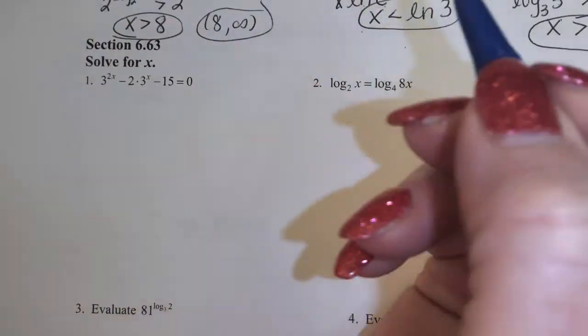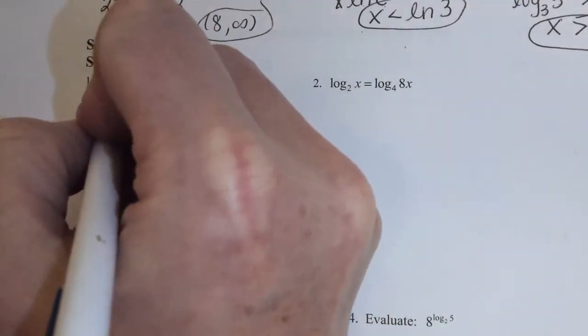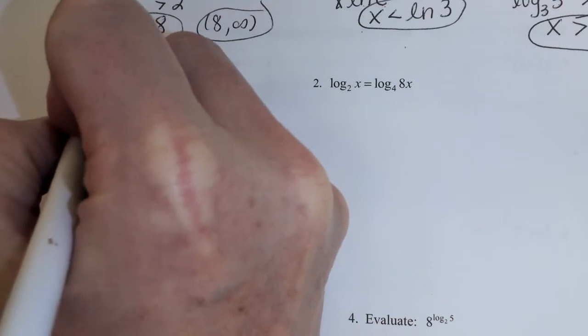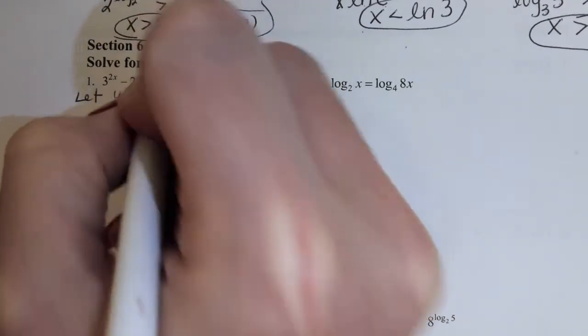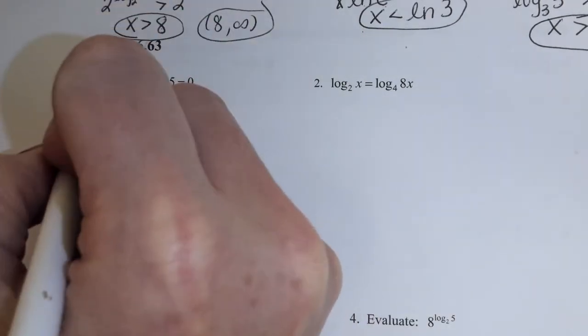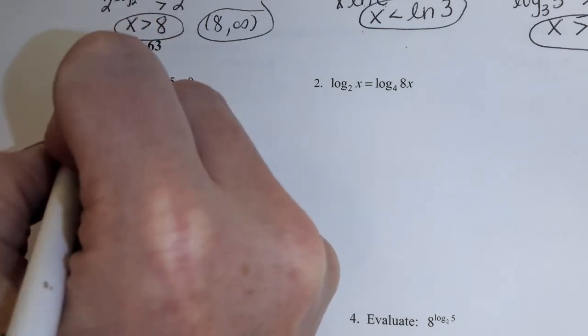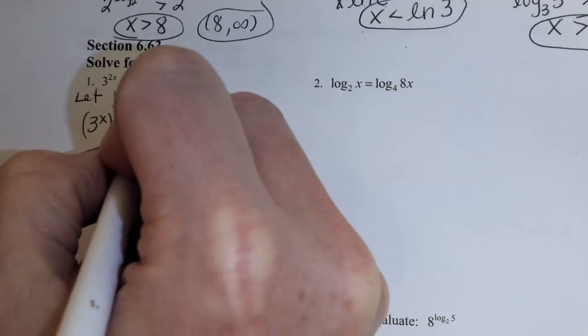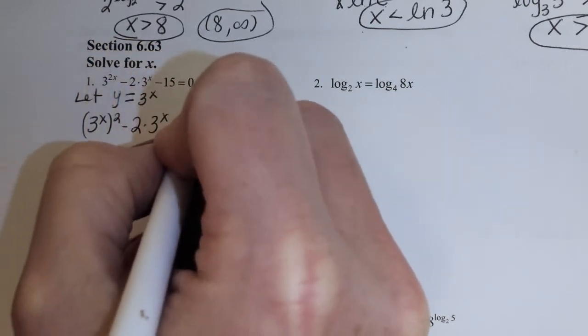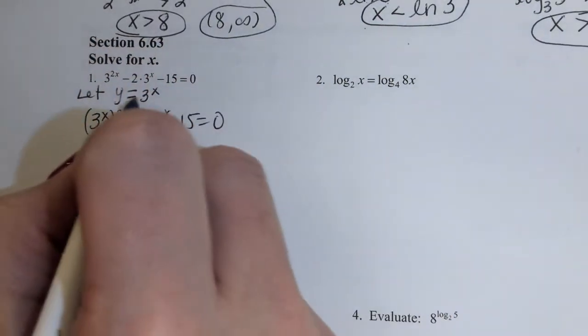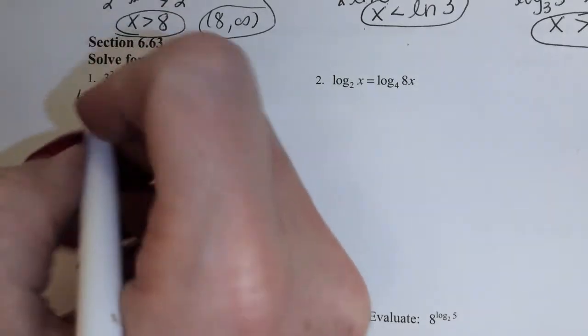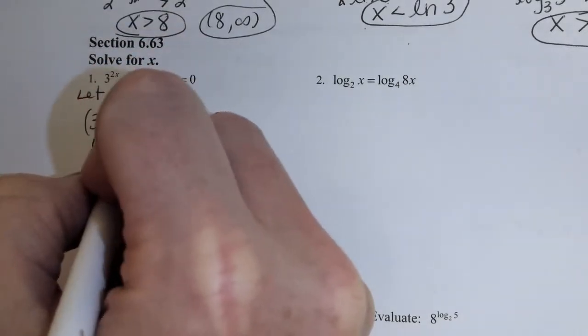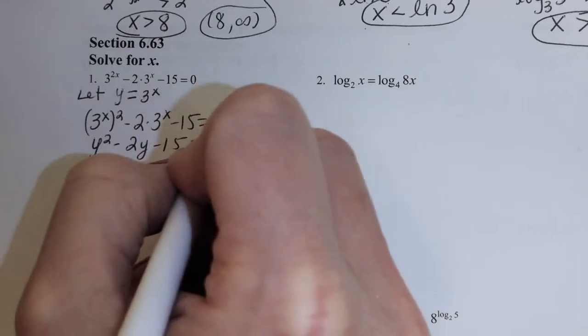I can choose another variable. Let's just choose y. If I let y equal 3 to the x, well, now this problem could become, I can think of this 3 to the 2x, that's really 3 to the x squared. So this is our problem. And if I'm letting y be 3 to the x, then right here I'm going to have y squared minus 2y minus 15 equals 0.